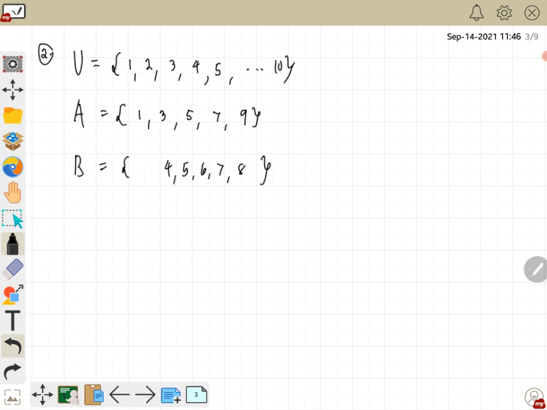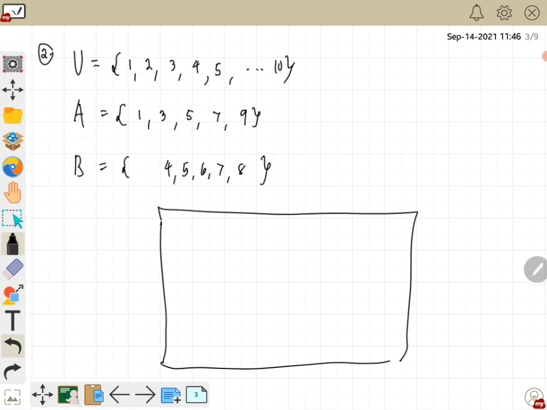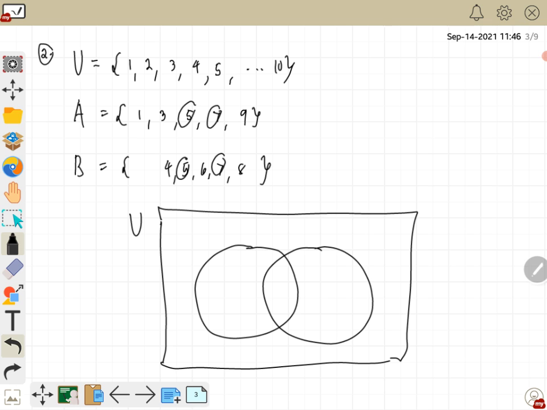The second one is this one. Let's draw first our rectangle as our universal set. Notice that there are now common elements between A and B. We have here 5 and 7. So in this case, we draw two overlapping circles. We write them as set A and set B. In the overlapping part, we will write the common elements, and those are 5 and 7.